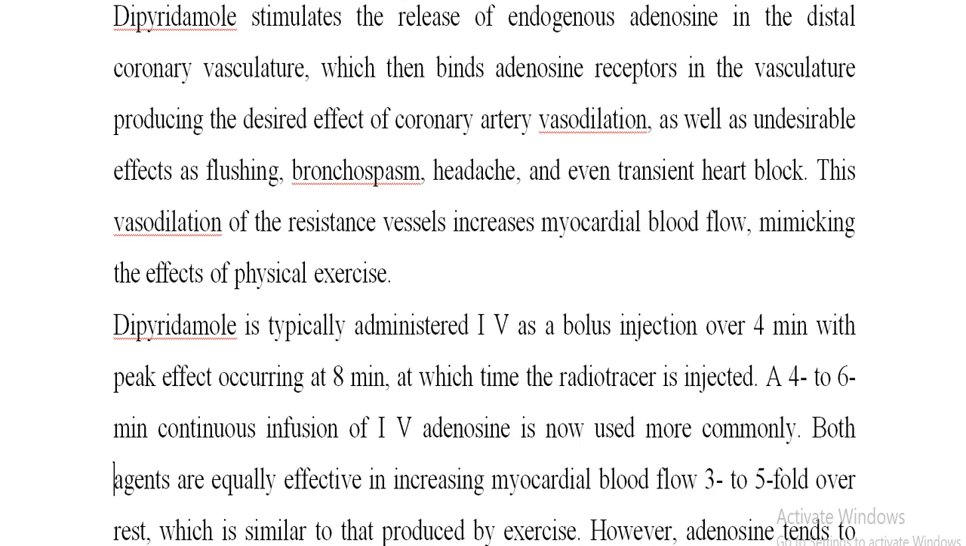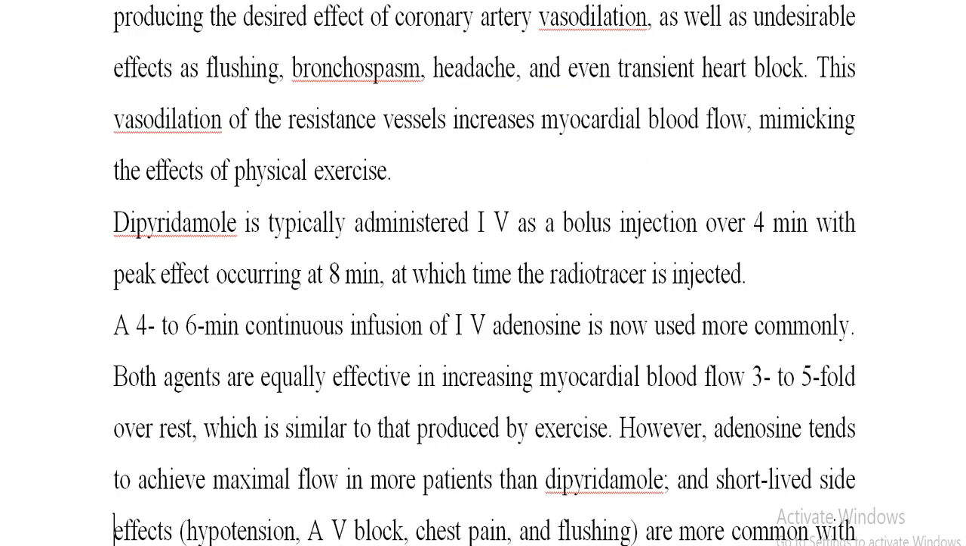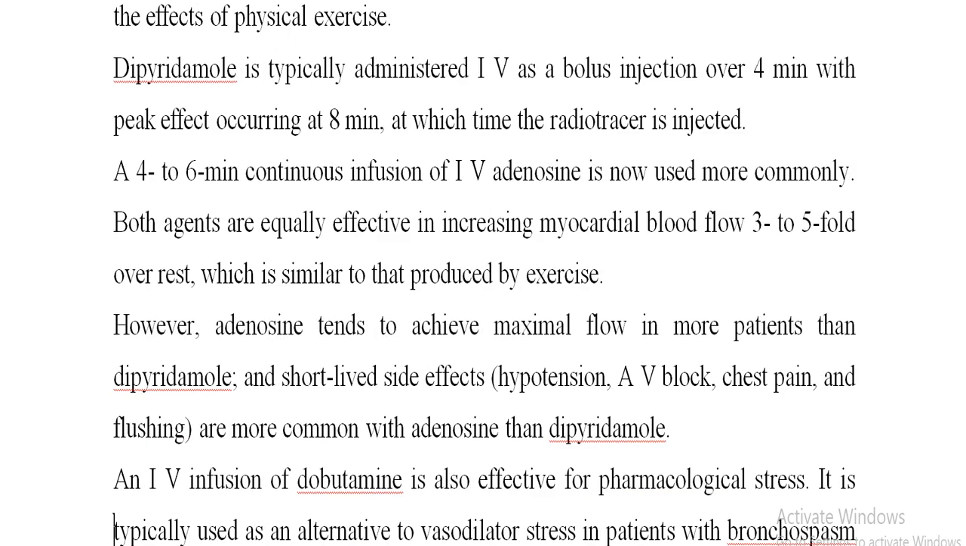A 4 to 6 minute continuous infusion of IV adenosine is now used more commonly. Both agents are equally effective in increasing myocardial blood flow 3 to 5-fold over rest, which is similar to that produced by exercise. However, adenosine tends to achieve maximal flow in more patients than dipyridamole. Short-lived side effects, hypotension, AV block, chest pain, and flushing are more common with adenosine than dipyridamole.